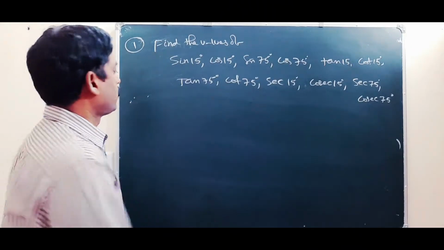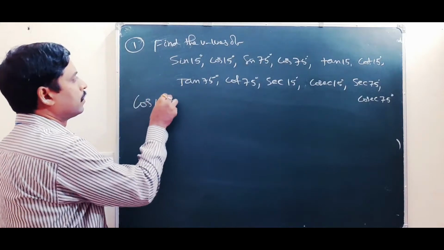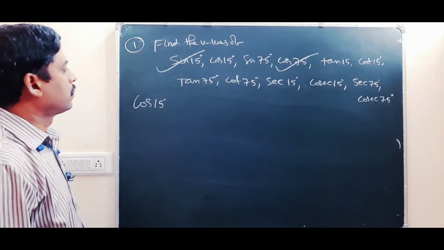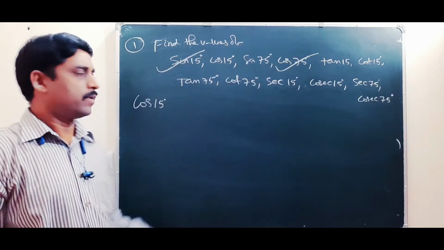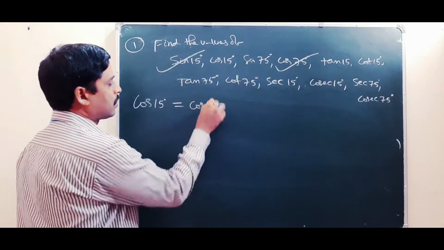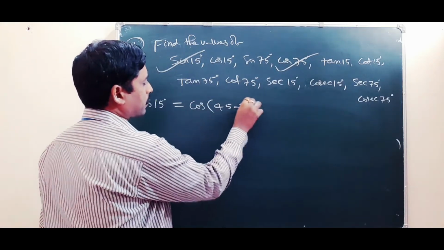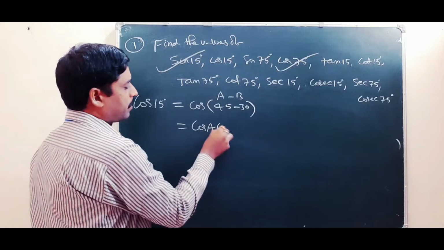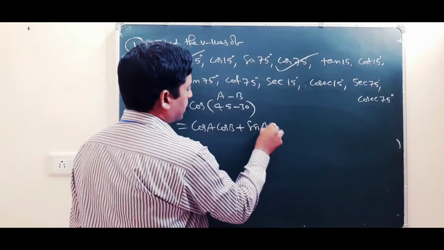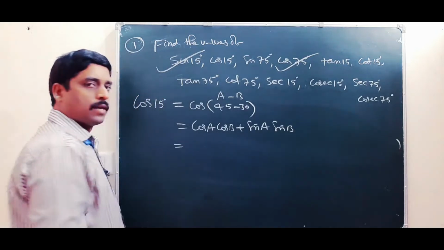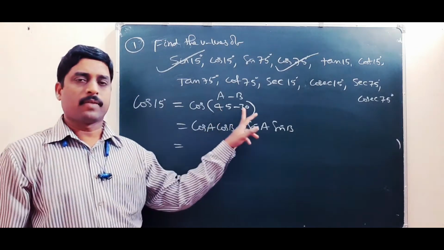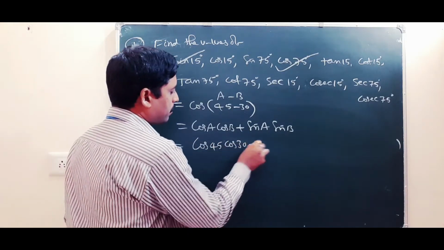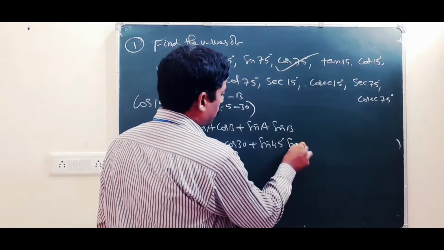Okay, now explain cos 15 value. Sin 15 and cos 75 both are equal, so now explain cos 15, sin 75 both are equal. So cos 15 is equal to cos 45 minus 30. Okay, so by using cos a minus b formula, cos a cos b plus sin a sin b, on a, b place in, we should write 45 and 30. So cos 45 cos 30 plus sin 45 sin 30.